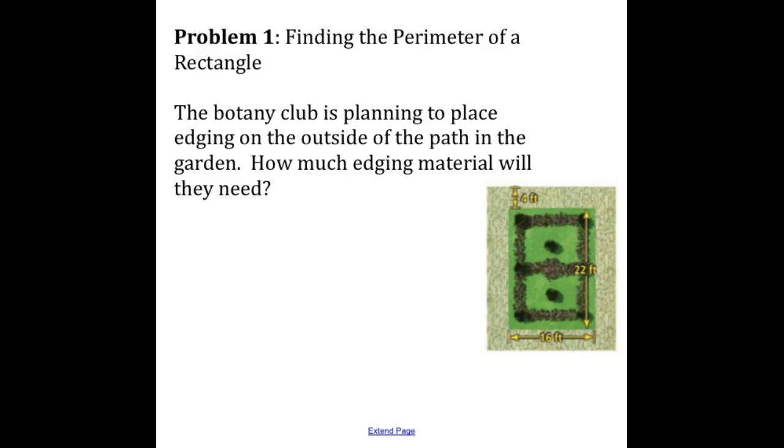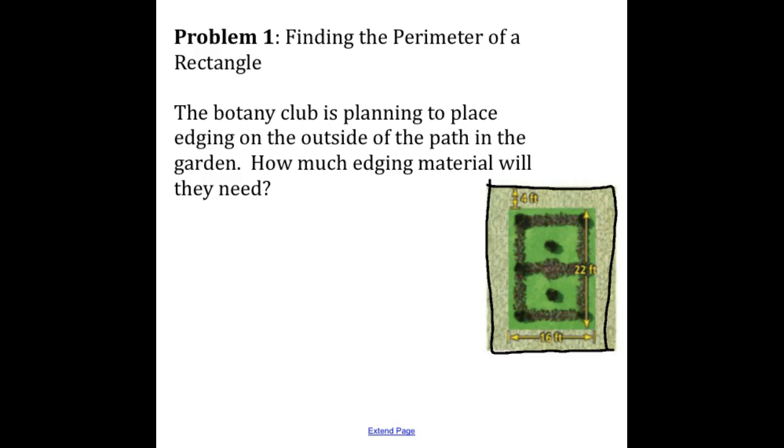So let's do some problems with this. Finding the perimeter of a rectangle. It says the botany club is planning to place edging on the outside of the path in the garden. How much edging material will they need? If we're looking at this drawing, you have the garden on the inside and then you have this brick path. And so what we're trying to edge is that entire outside of this. I'm going to trace it in black. That is where our edging is going to go.